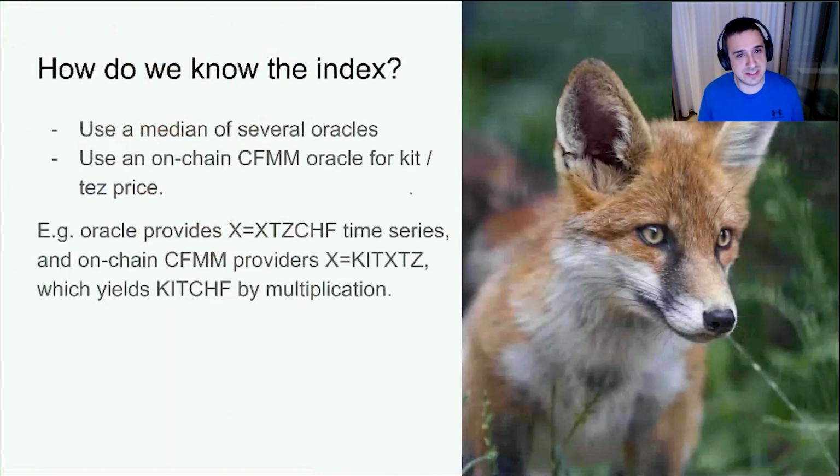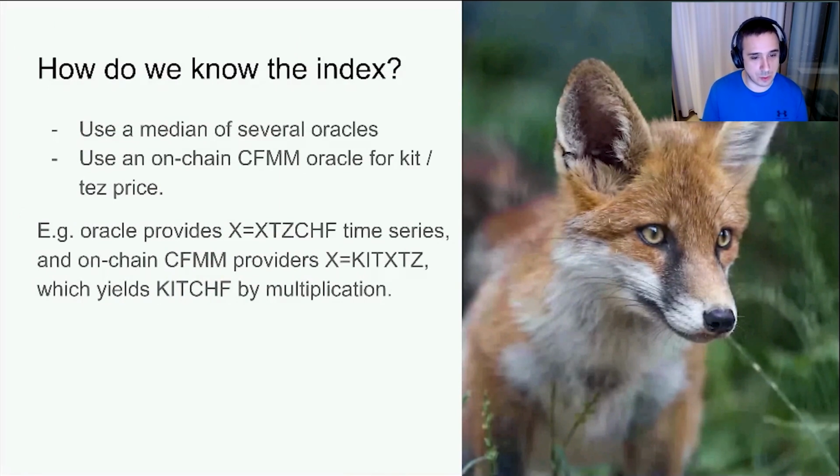And so how do we know this index in the first place? One thing we can do is rely on an oracle, and we can use a median of several oracles to get the value of the index. We can use an on-chain CFMM. CFMM stands for Constant Function Market Maker. This is the mechanism used in Uniswap on Ethereum, in Dexter, in QuipuSwap. And that gives us an idea of the kit to XTZ price.